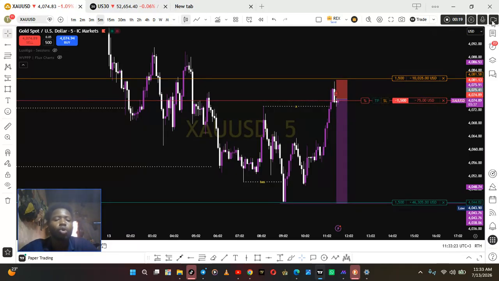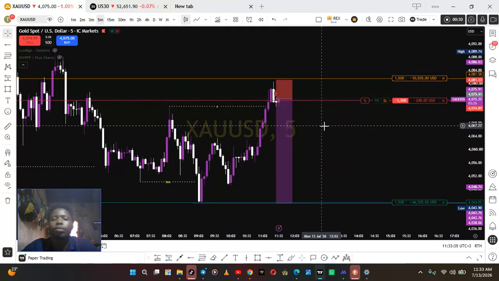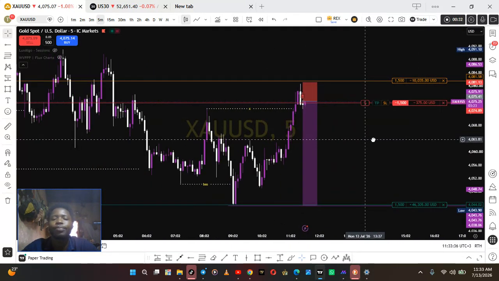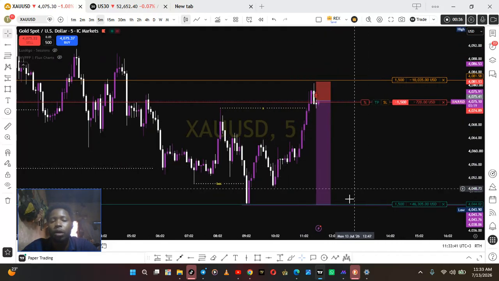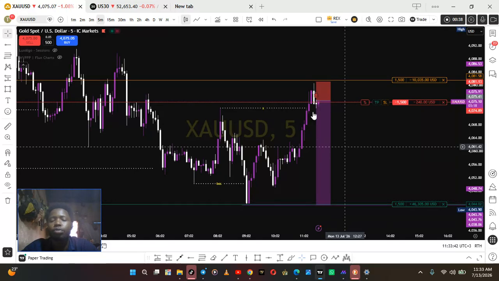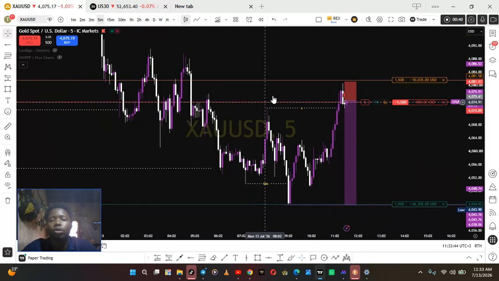So currently we are at gold sales, and ready for gold to drop. I'm currently on a sale. So this is the sale that we are in, and this is the potential take profit. So this is the entry. So the entry, stop loss, and the take profit.